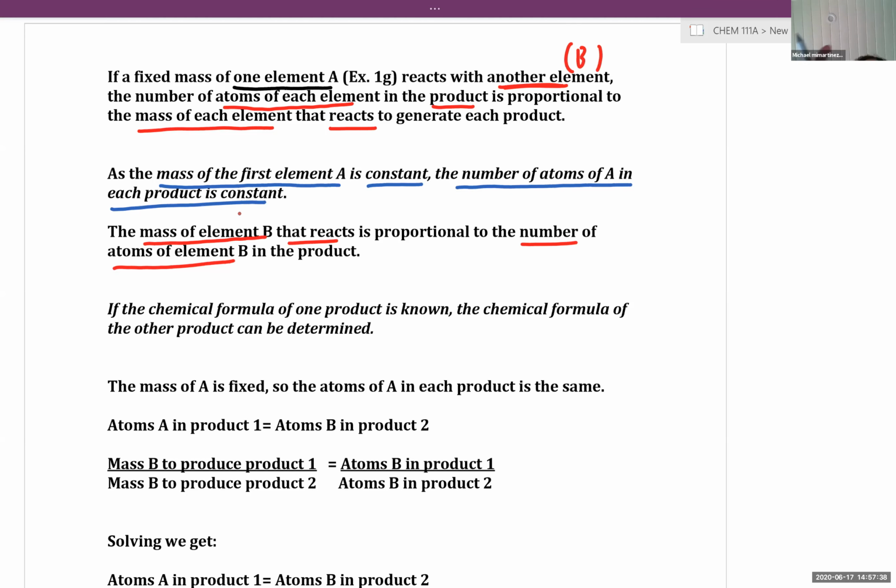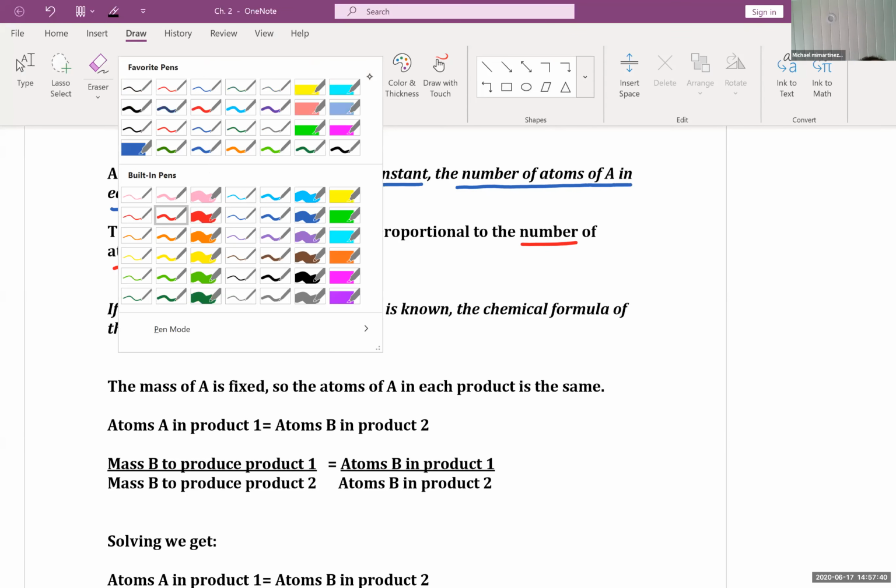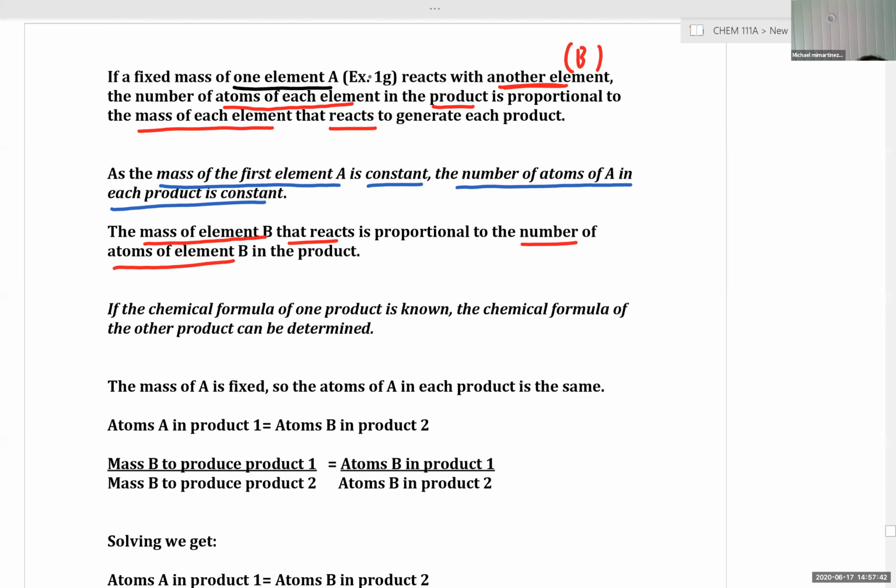So then, what we can do using the law of multiple proportions is show and calculate that if the chemical formula of one product is known, the chemical formula of the other product can be determined. So let's go through this step by step.